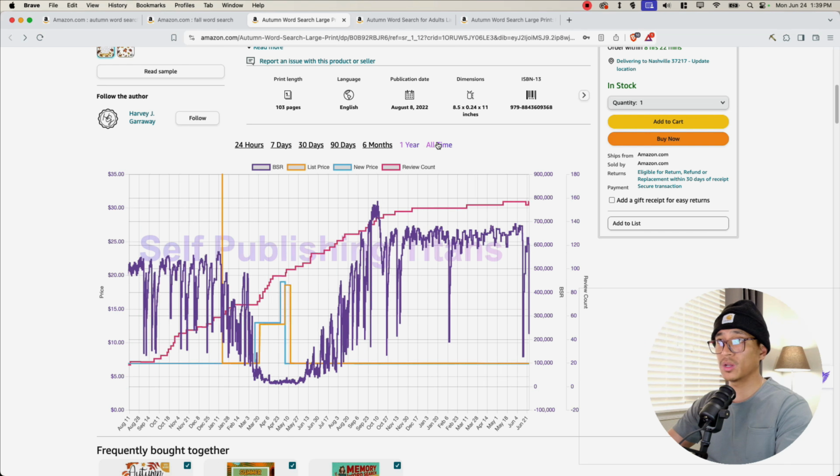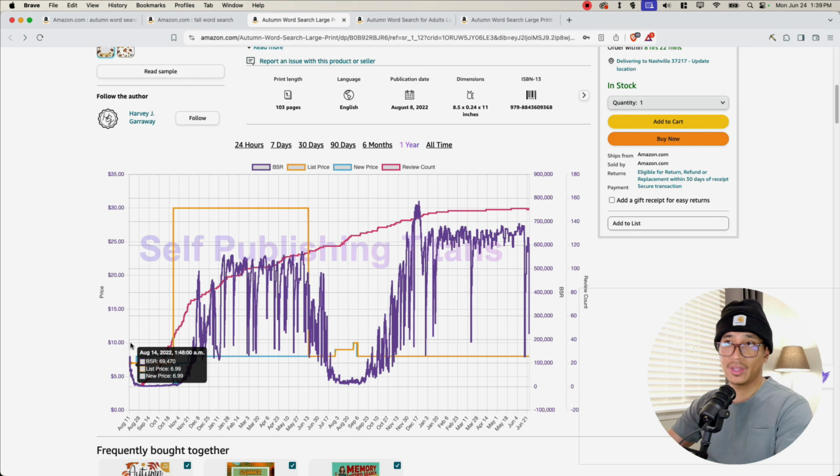And if we go all time, we can see the same pattern. When this book was published, you can see that it started to sell right away. And then around August and September, and even through October, this book sold very well. And then the rest of the year, it didn't really sell that well. So this is what you call a seasonal type of book, because it will sell the most at certain times of the year. As you can see here, this book is starting to form a pattern.